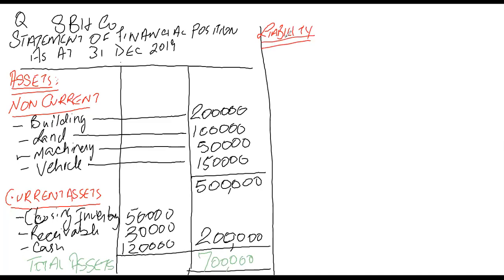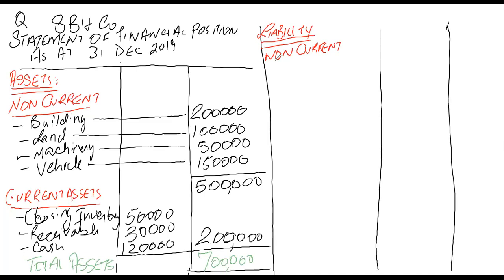Liabilities of the company constitute two types of liabilities: non-current liabilities and then current liabilities. Let us make two columns again. Non-current liability, we only have one single type of non-current liability, that is bank loan, which constitutes 520,000. 520,000 of loan that we have.